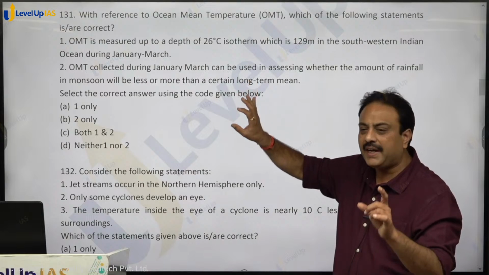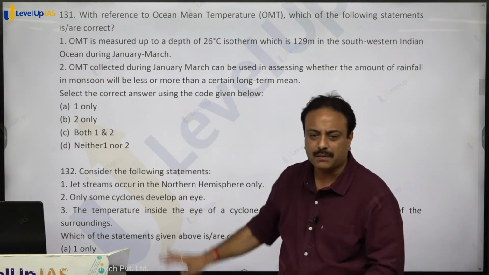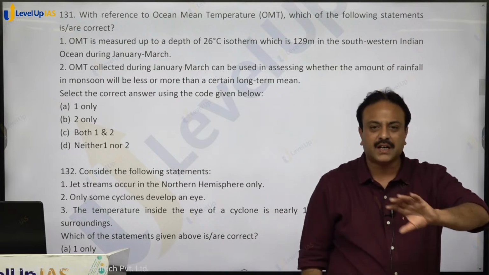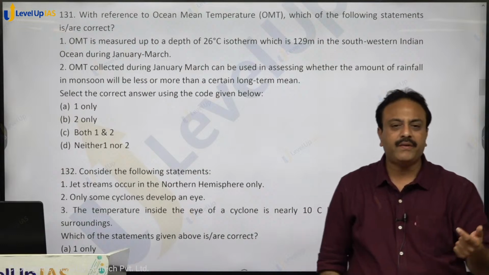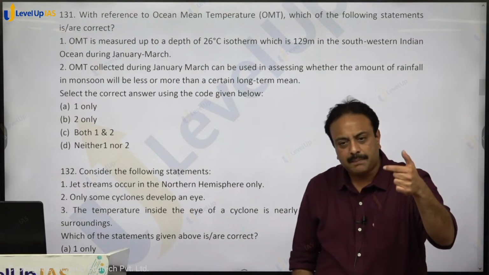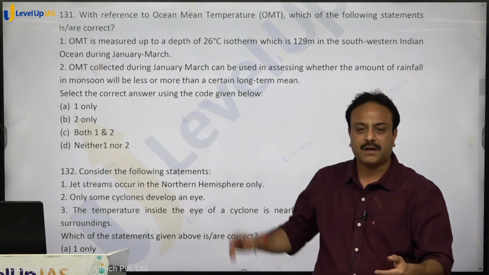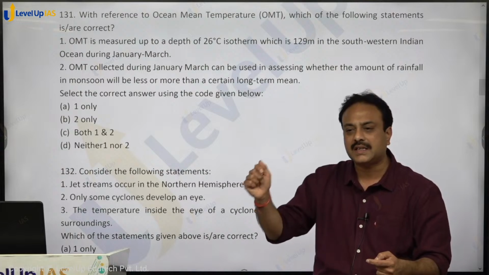Now what is the meaning of the statement? Try to understand that. It is 26 degrees Celsius isotherm. What is meant by isotherm? In general, it is the line joining all the places having the same temperature. But when we are using it in terms of oceanography, then the depth up till which we will get the temperature of 26 degrees Celsius, that depth is called 26 degrees Celsius isotherm.